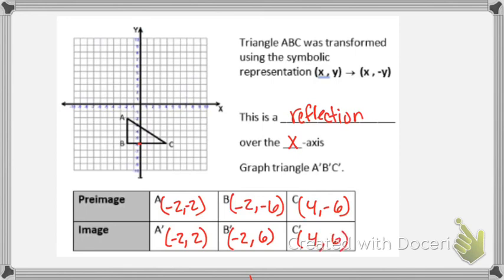Because if I use those points, I'll have negative 2, 2, so we'll have right here, that'll be my A prime, negative 2, 6, so right here that'll be my B prime, and 4, 6 will be my C prime. If you see, it reflected over the x-axis.